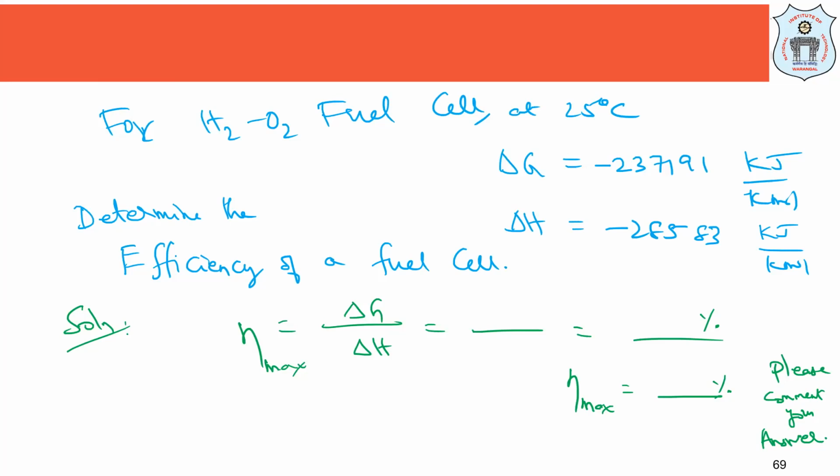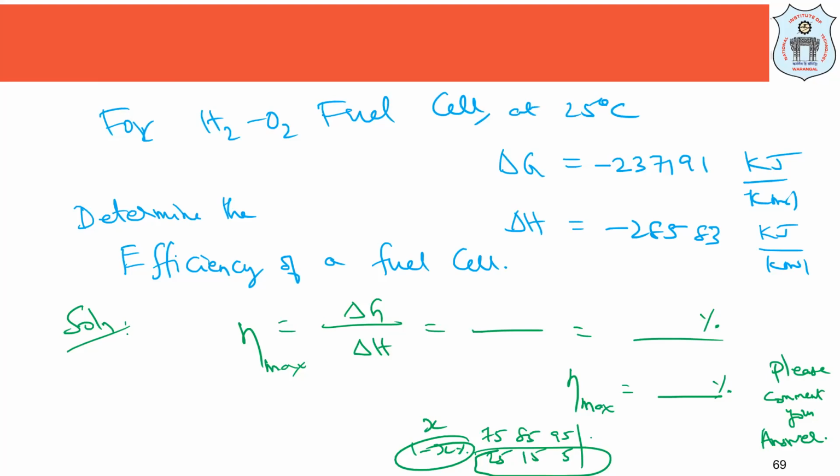So what does this efficiency mean? If it is x percent, then what happened to the remaining 1 minus x? For example, if it is 85, the remaining 15 percent; if it is 75, it is 25; if it is 95, it is 5, right? So this is the amount of enthalpy which is liberated as heat.